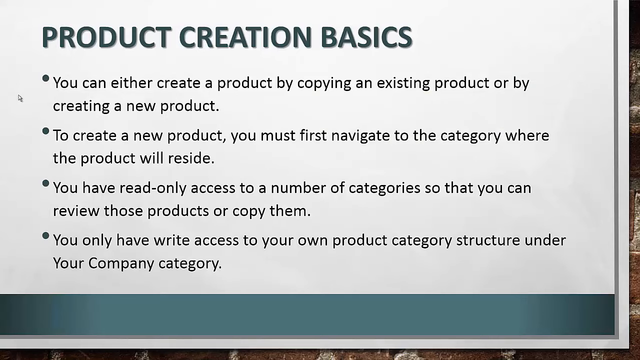When it comes to creating product templates, you can create a product by either copying an existing product or by creating a new product entirely. To create a new product, you must first navigate to the category where that product will reside. You have read-only access to a number of categories so that you can review those products or copy them. You only have write access to your own product category structure under whatever your company category name is.